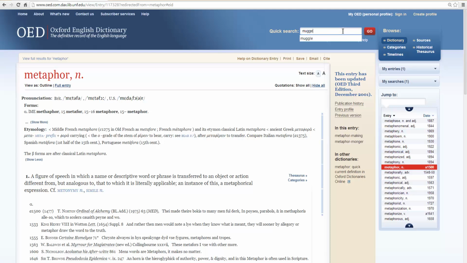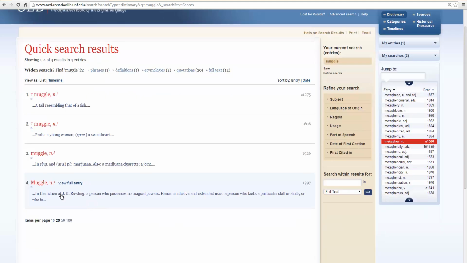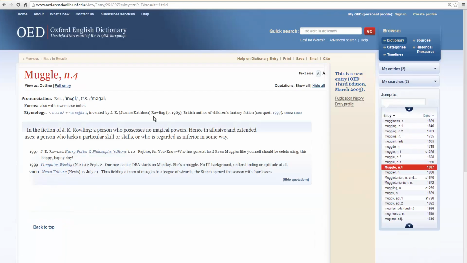Let's try another word. For anyone who's a Harry Potter aficionado, you might appreciate the source of muggle. Muggle actually is a pretty historied word: a tail resembling that of a fish, something relating to a young woman or sweetheart, something to do with marijuana, apparently. And then also, more recently, J.K. Rowling's use of it, and we'll view the full entry here, of a person who possesses no magical powers. Well, that's pretty specific. In this one universe of however many books it is, you have this term used.